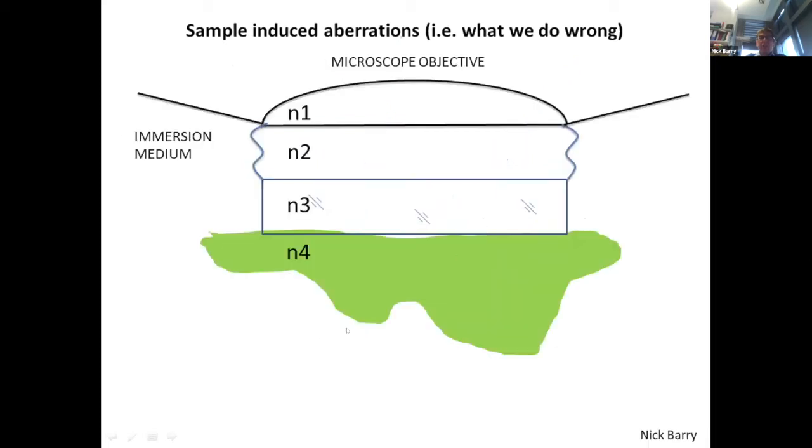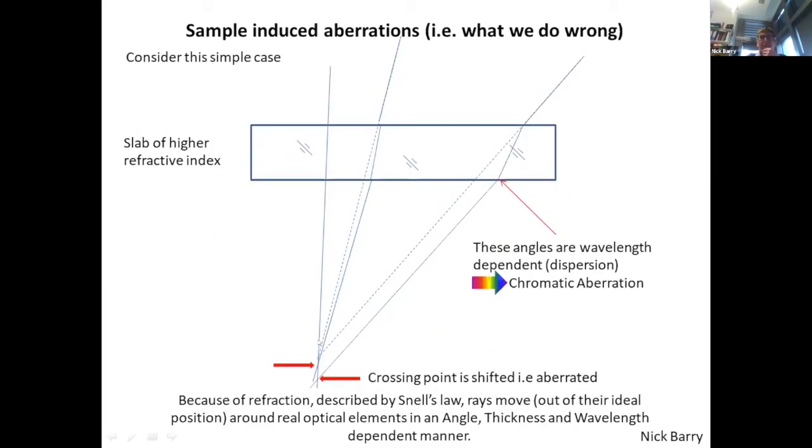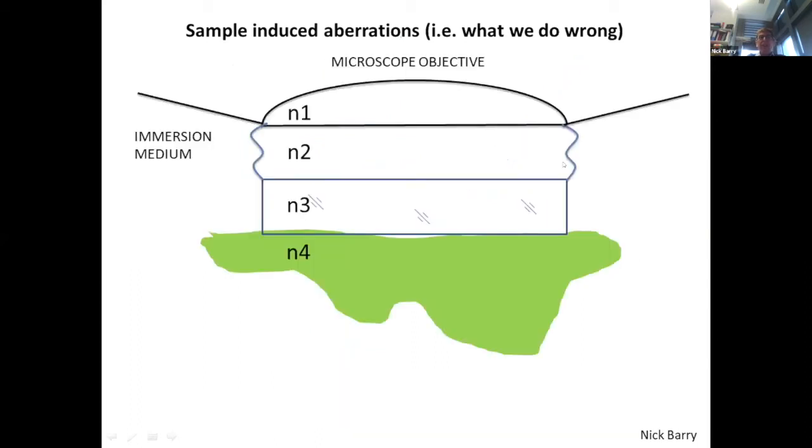So this is the basics of aberration, because of refraction at every interface of refractive index. There's also the fact that these angles here are wavelength dependent, which leads to chromatic aberration. I'll get to that in a moment. Okay, so in many respects, one can design the objective with these properties in mind, but the problem is the sample isn't necessarily that straightforward.